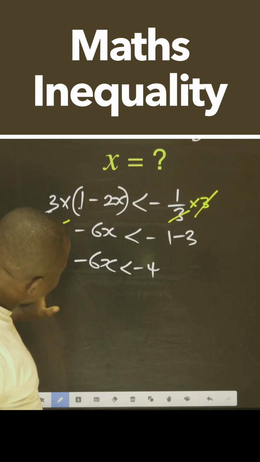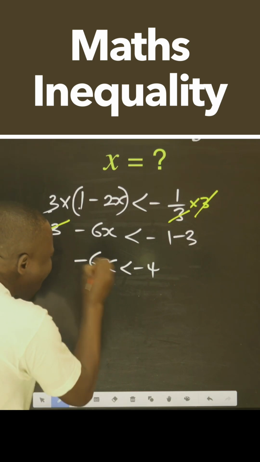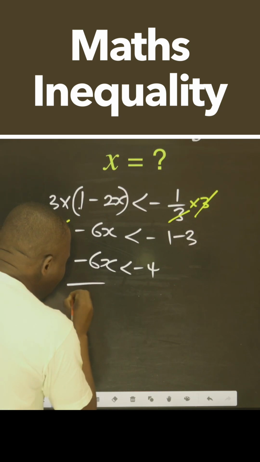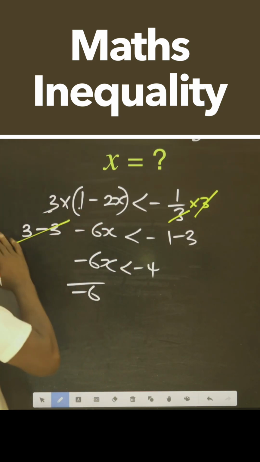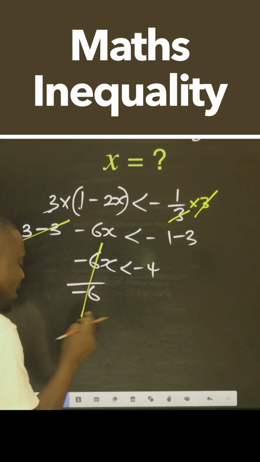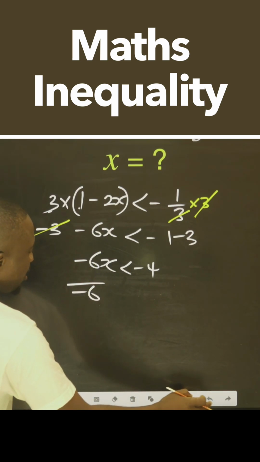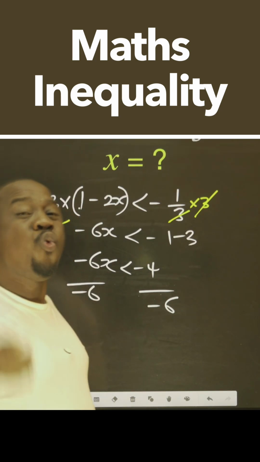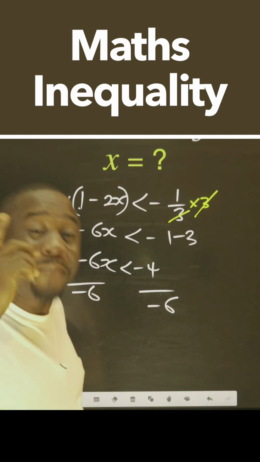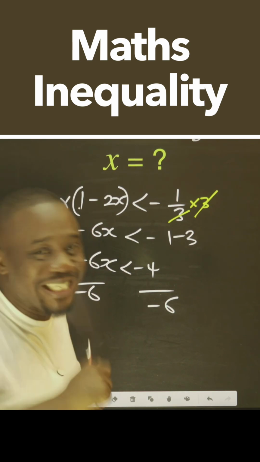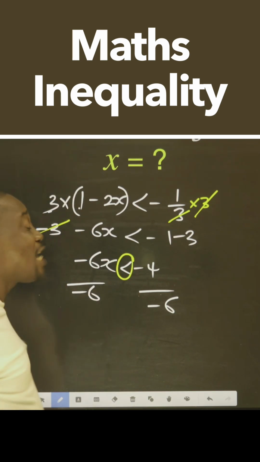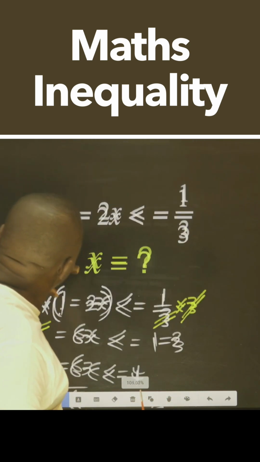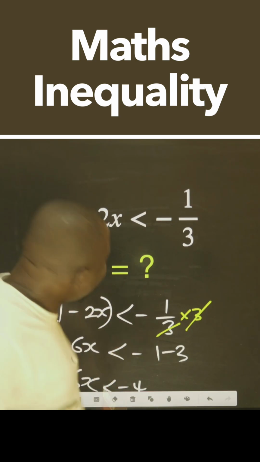Now that these are not together, to remove this minus 6 that is with x, because we are only looking for x, we have to say divide by minus 6. Because we divide this side by minus 6, which will cancel this to make x remain, we must also divide this other side by minus 6. But there's a problem. Whenever you are dividing by minus any number in an inequality, you must change the direction of this sign. That's why I told you there's a little trick I need to show you. Although it looks simple, many students will still miss it.